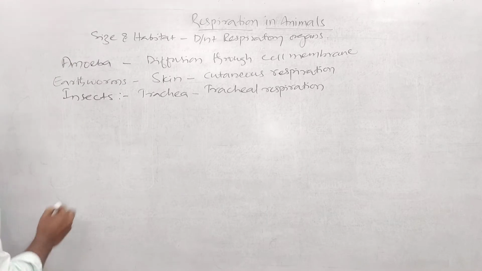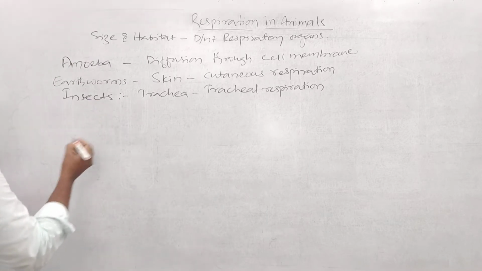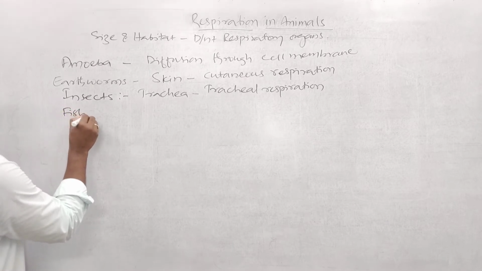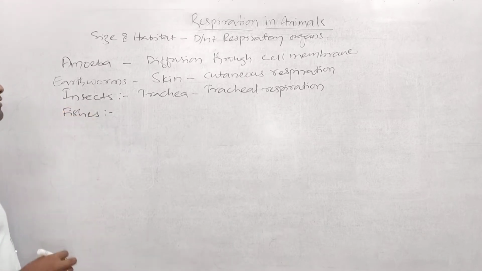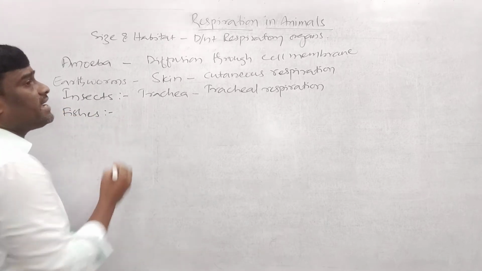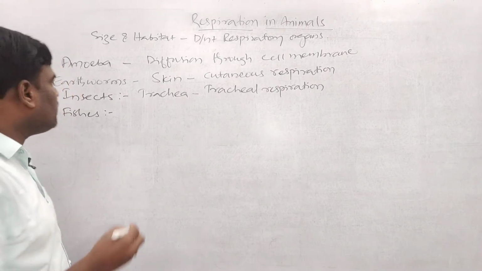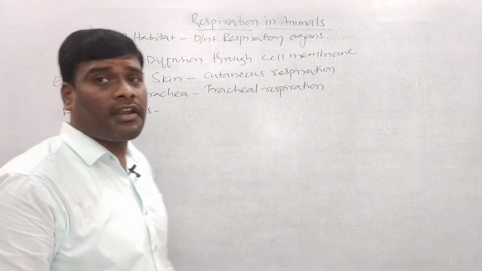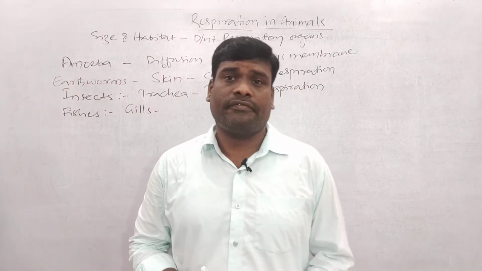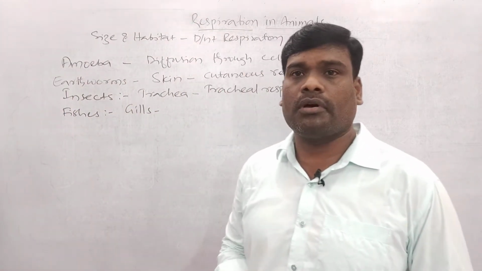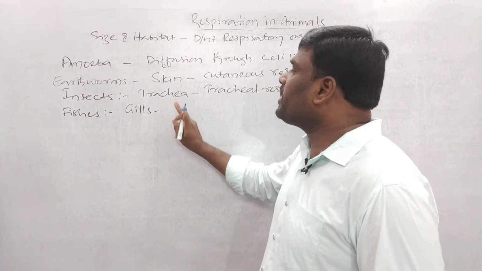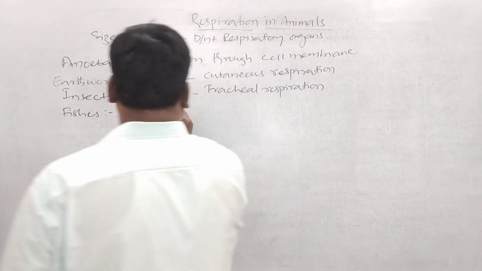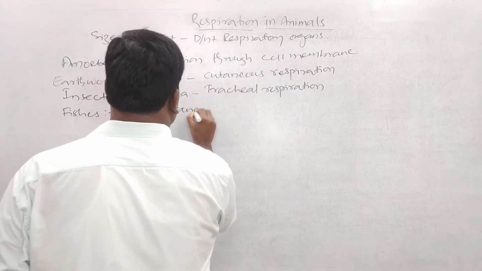Then what about some aquatic animals such as fishes? They have specialized structures, children. We call them gills. So gills are the respiratory organs in fishes, and in prawns also. Got it? If the respiration occurs with the help of gills, then it is called branchial respiration.